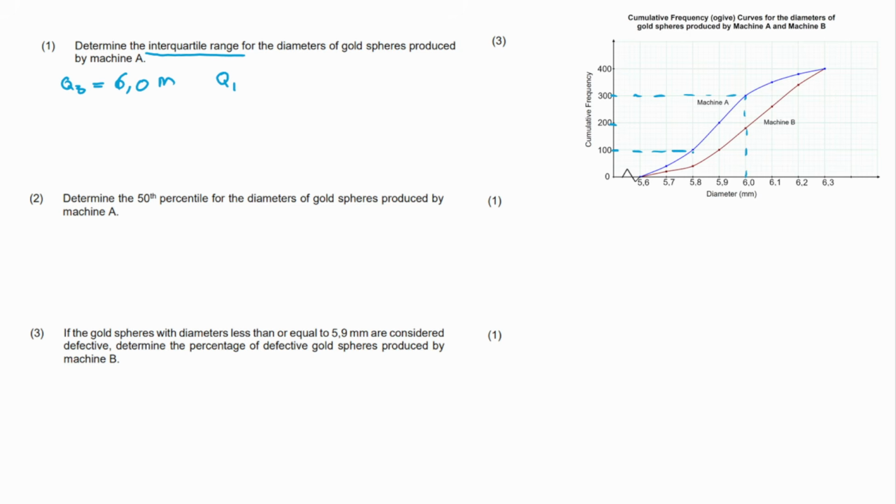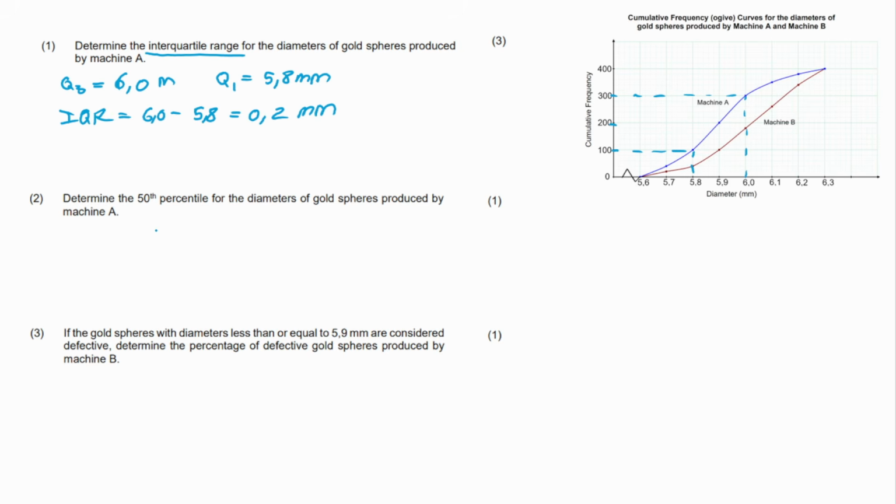Okay, and if we do Q1, we look for Q1, it'll be here by 100. And remember, we're working with the blue graph because I said machine A. So we'll see here it's 5,8 millimeters. Okay, so our interquartile range, or IQR, is equal to 6,0 minus 5,8. If we do that, we're going to get 0,2. Don't forget your units, millimeters. So that's our interquartile range.